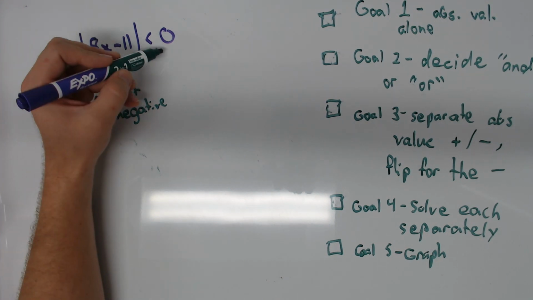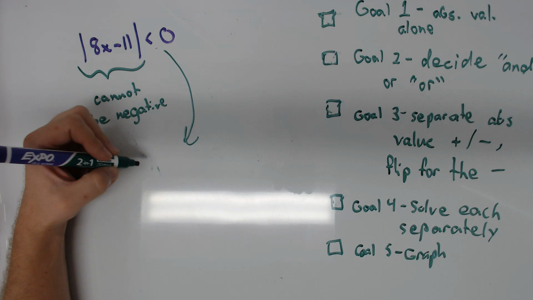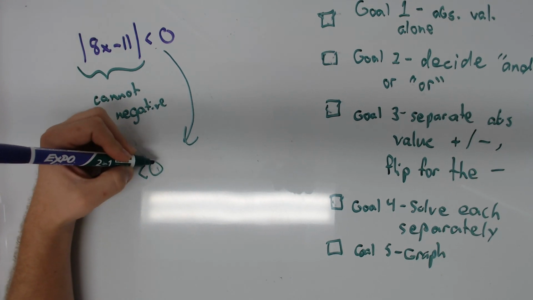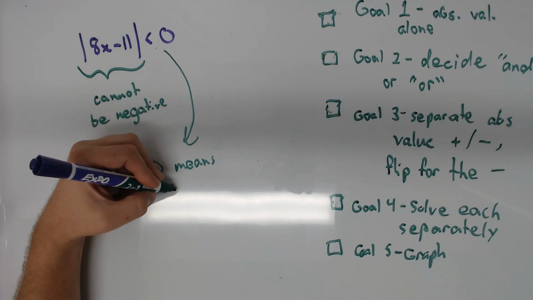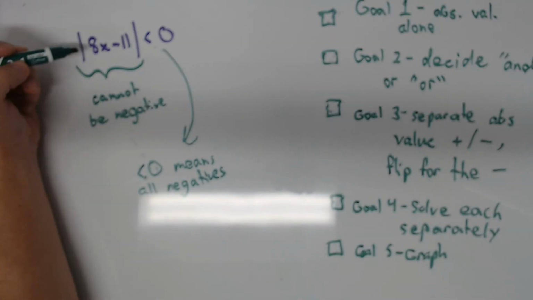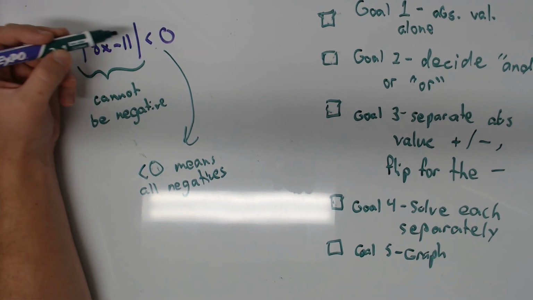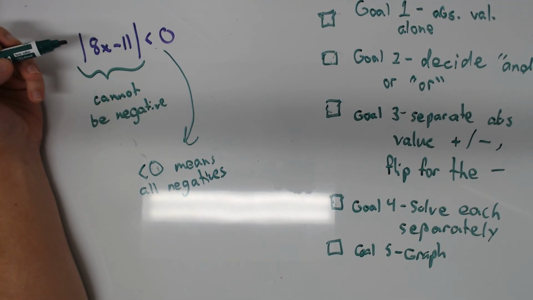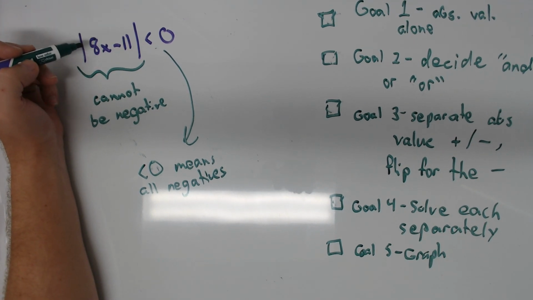Well, what's the only stuff smaller than 0? Smaller than 0 means all negatives. So here I'm saying that this absolute value that can't be negative has to be smaller than 0, and that is just not possible. So this is a conceptual thing.